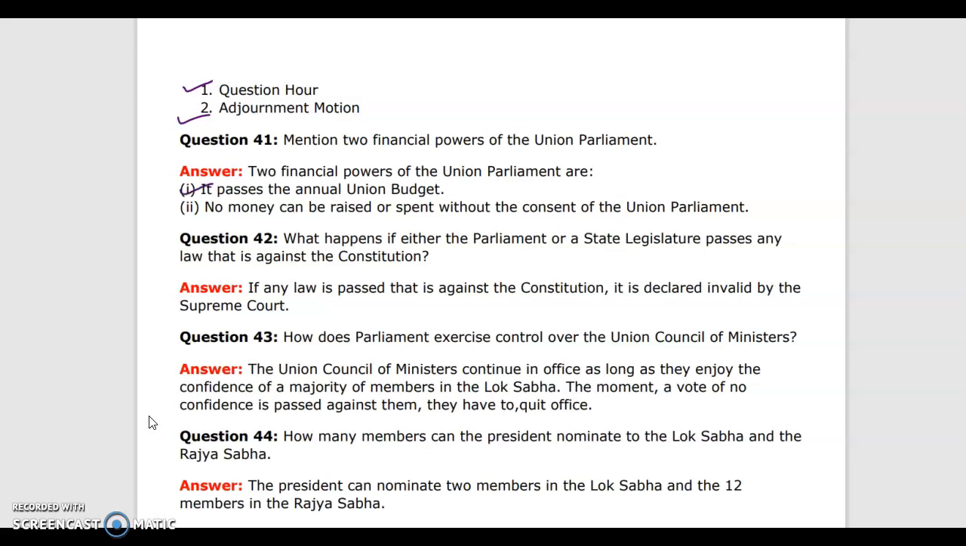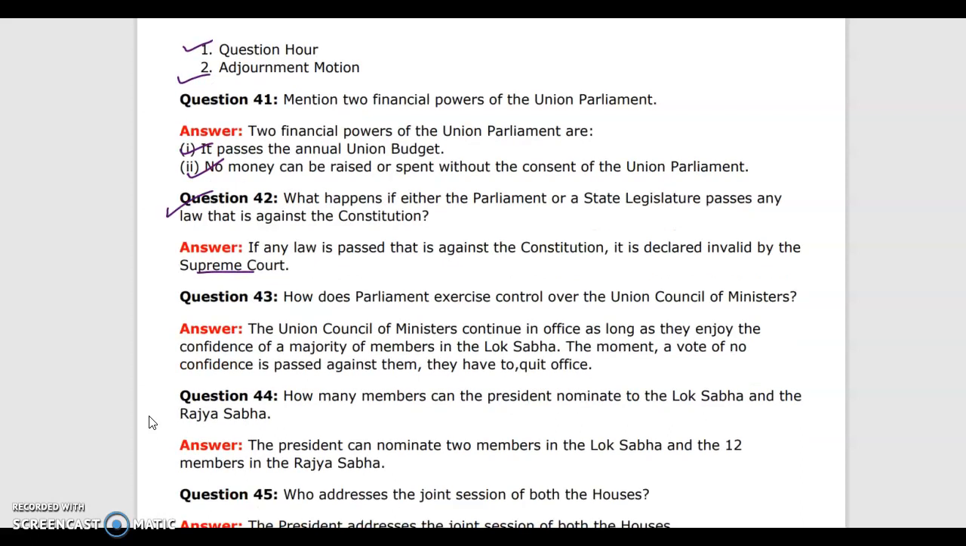Mention 2 financial powers of the Union Parliament. It passes the annual budget, the Union budget. No money can be raised or spent without the consent of the Union Parliament. What happens if either the Parliament or a state legislature passes any law that is against the Constitution? Then it is declared invalid, that is null and void, by the Supreme Court. Unconstitutional decisions can lead to invalid declaration.